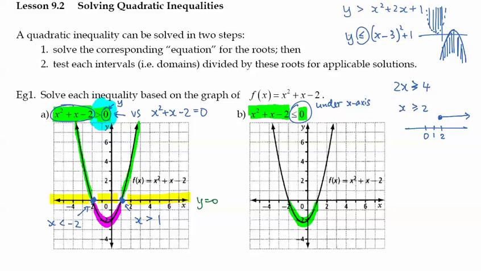It is under the x-axis. And it happens between -2 and +1. This is -2, this is +1. And in this case, if my solution is anything between -2 and +1, I will put my inequality this way. And since this is less than or equal, I want to use the same notation there.